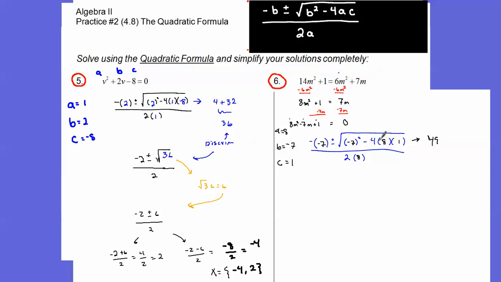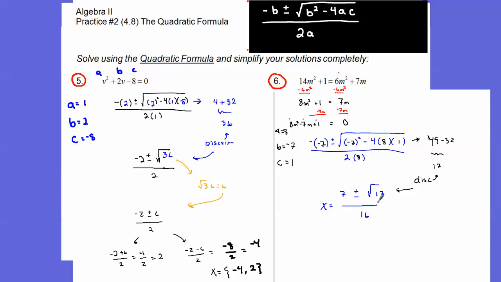And then -4 times 8 times 1, which gives us -32. 49 minus 32 is going to give us 17. This is the discriminant, and this value returns into the quadratic formula, like so. In front of that is going to be plus or minus the now +7 divided by 16.